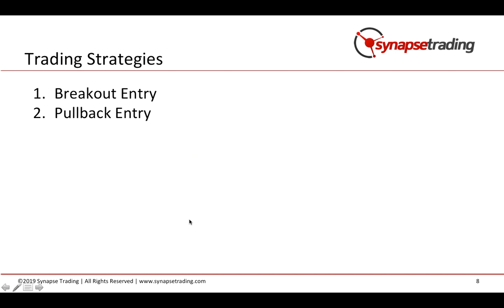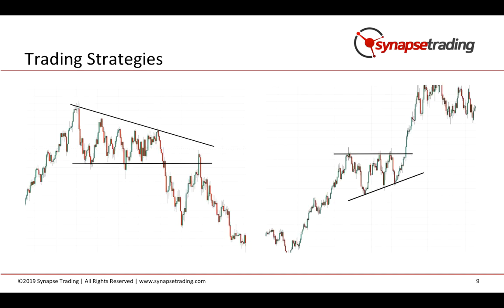Okay, so what are the trading strategies that you can use to trade once you have successfully identified the pattern? I've identified two types of strategies. The first is the breakout and the second is the pullback. Okay, so let's look at the chart over here. So this is the descending triangle.